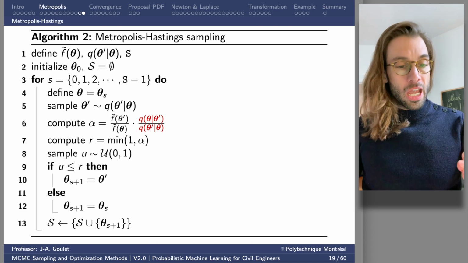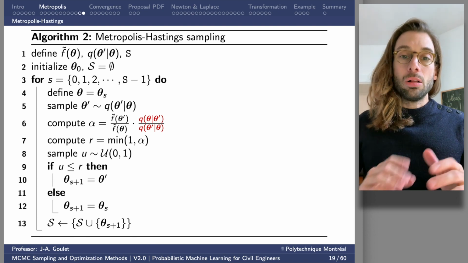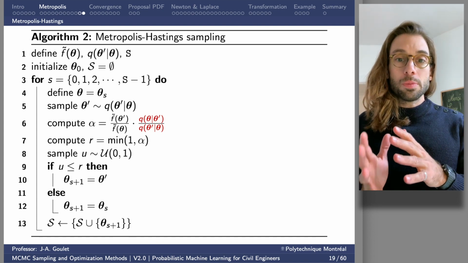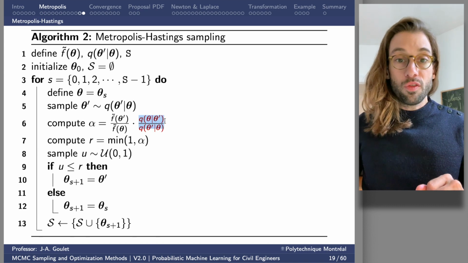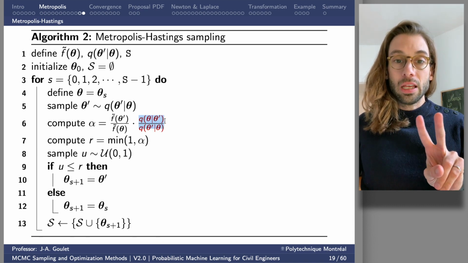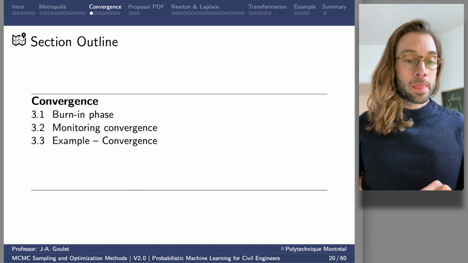The rest of the algorithm for Metropolis-Hastings is identical to the Metropolis. So the only difference between Metropolis and Metropolis-Hastings is really in that correction factor that takes into account that the proposal PDF is not symmetric.